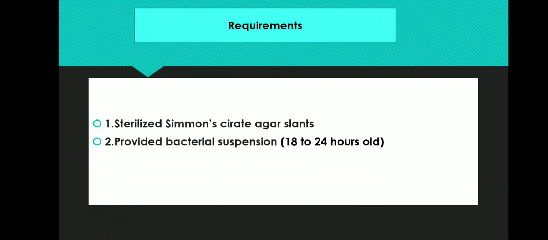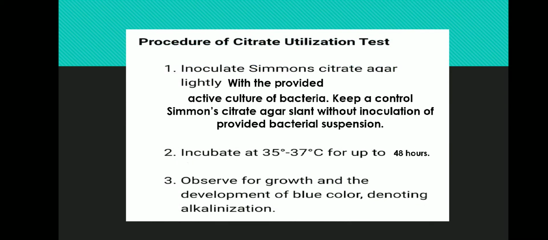Requirements: sterilized Simmons citrate agar slants, and provided bacterial suspension of 18 to 24 hours old. Procedure: inoculate Simmons citrate agar lightly with the provided active culture of bacteria. Keep a control Simmons citrate agar slant without inoculation of the provided bacterial suspension. Incubate at 35 to 37 degrees Celsius for 48 hours. Observe the growth and the development of blue color, denoting alkalization.